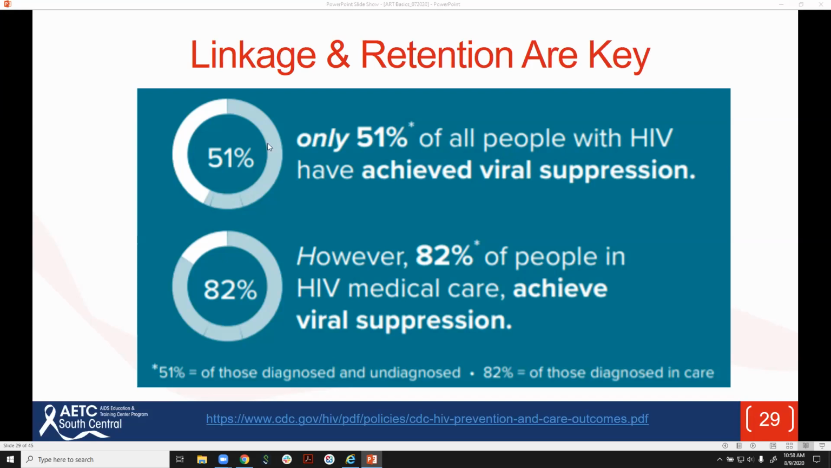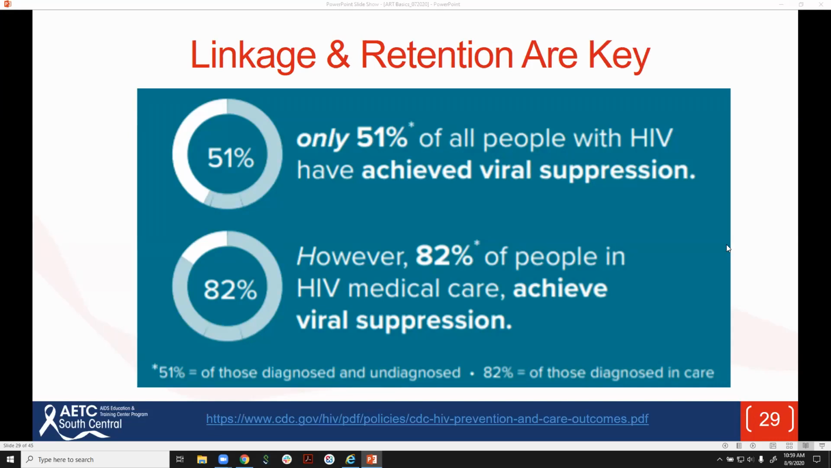Thanks for that question. So we talked about the goal of being on antiretroviral therapy as being virologically suppressed, but if we look at the US population with HIV as a whole, only 51% are virologically suppressed, so we really have our work to do. 82% of people with HIV in medical care do achieve viral suppression, so if we can keep people engaged and retained in care, we have much better outcomes.